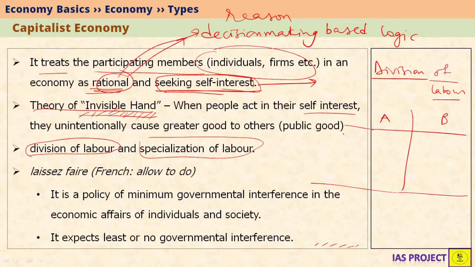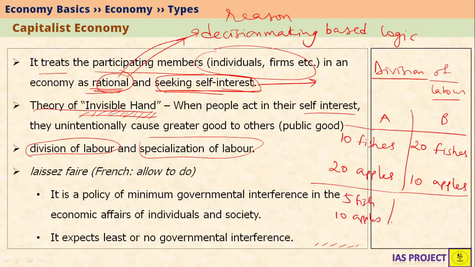If A goes fishing for 1 hour, he can catch 10 fish. If he is not going fishing and he is going to, let's say, gather apples, in 1 hour he can gather 20 apples. B, on the other hand, if he goes fishing, in 1 hour he can catch 20 fish. However, if he goes for apples, he can only gather 10 apples in 1 hour. Suppose they are spending half an hour each on these two activities. Then A can catch 5 fish and 10 apples. B, in half an hour on fish and half an hour on apples, can catch 10 fish and 5 apples.